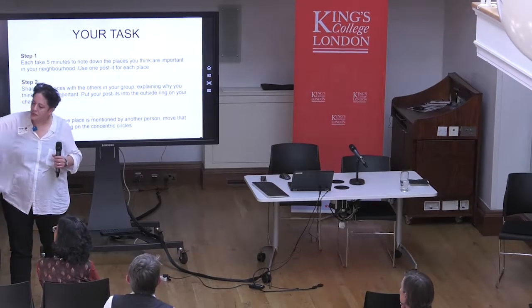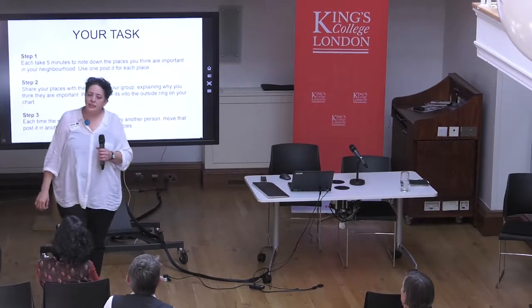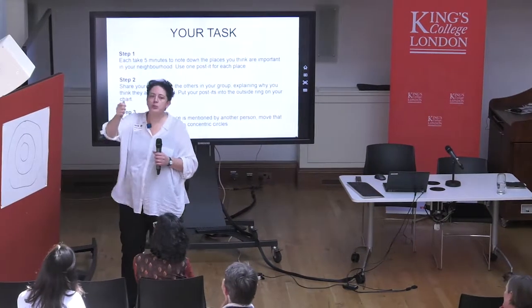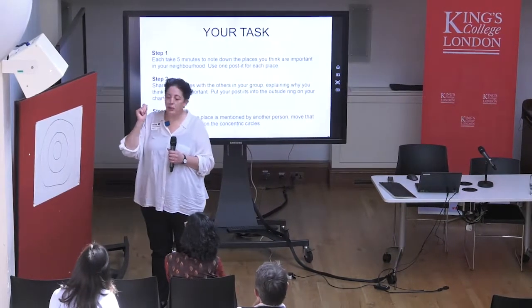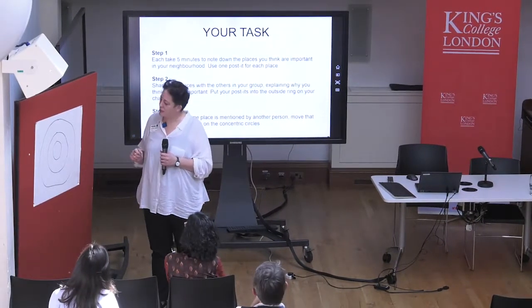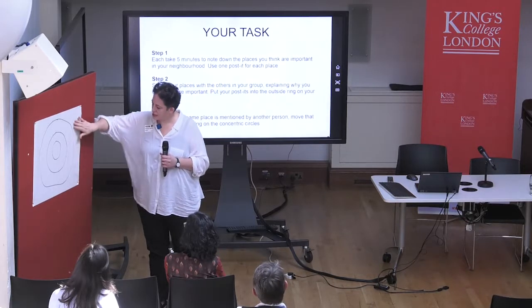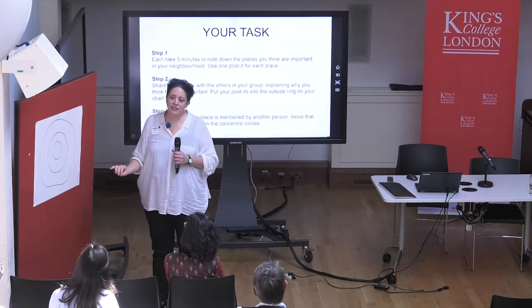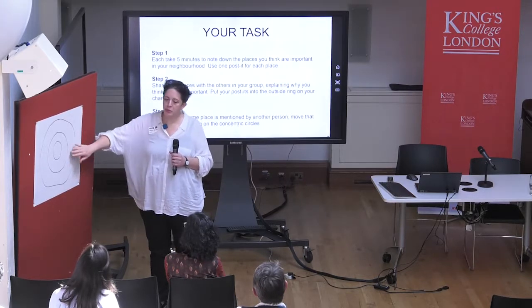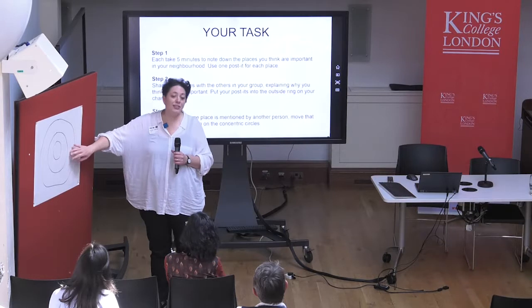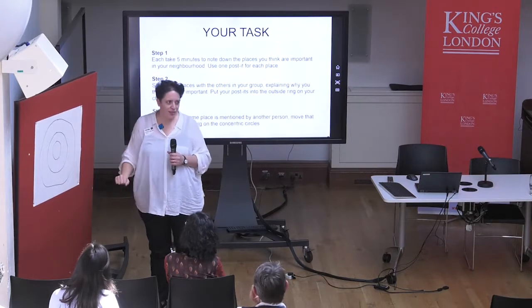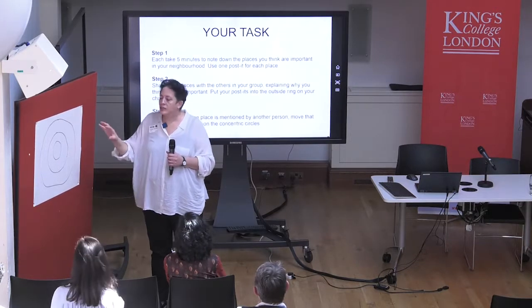If not, you can stick them on the edges of the paper. And in turn, I'd like you to present your place to the group, and you can put it actually on the paper. If another person mentions the same place, and again here we're talking about type of place, move it in a ring, okay? Now, you can negotiate.